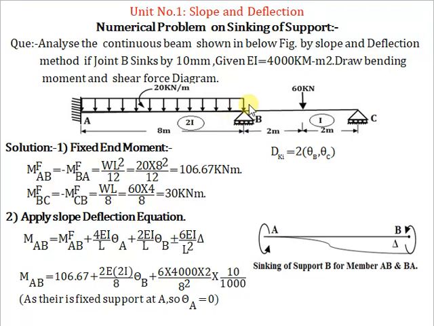Now for span BC, consider B and C both as fixed supports, and find out the fixed end moment at B and at C. At B, anti-clockwise you have to take plus, and at C, clockwise you have to take minus sign. The formula for point load at the center is WL by 8. W is 60 into 4, the span, divided by 8, is equal to 30 kN meter. So plus 30 kN meter is MF BC and MF CB is minus 30 kN meter.